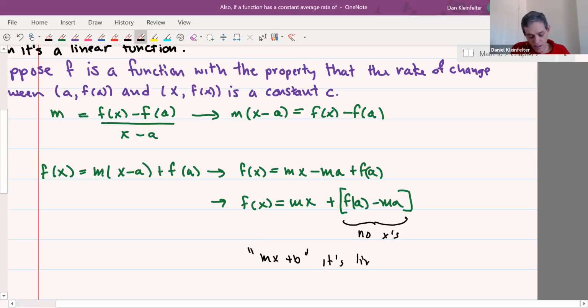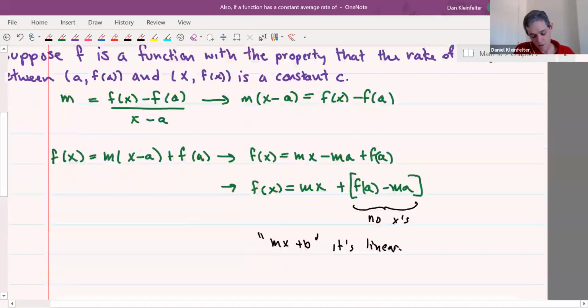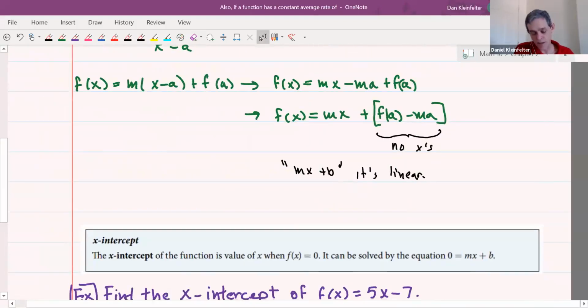So what we've done basically is shown that the condition goes both directions. If you have a linear function, it's going to have constant slope. And additionally, if you have a function with a constant slope or constant average rate of change, then it's guaranteed to be a linear function. Okay, so the condition goes both directions.